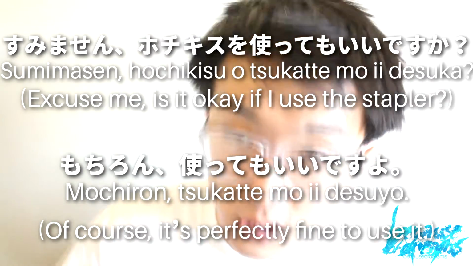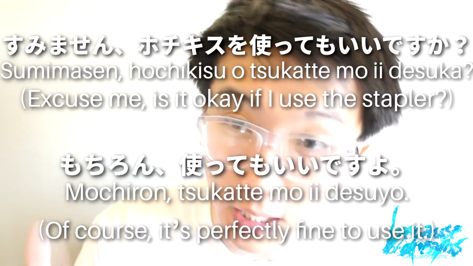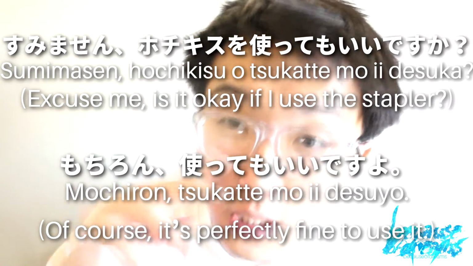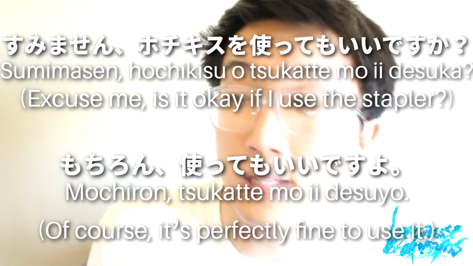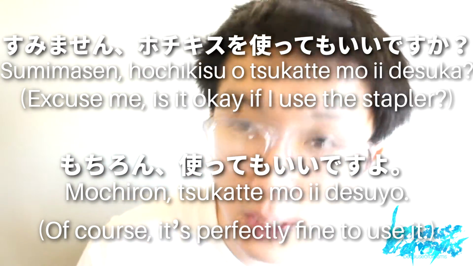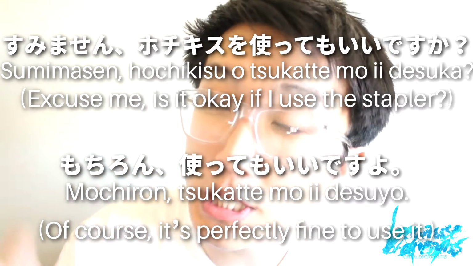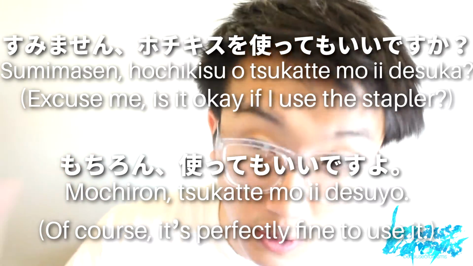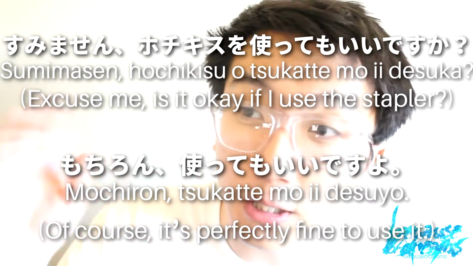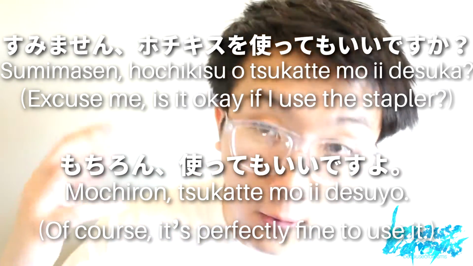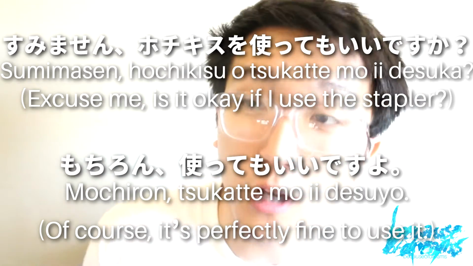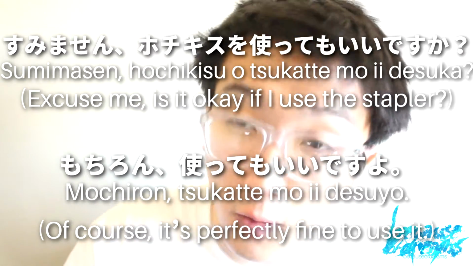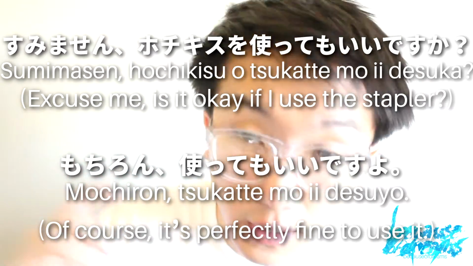The hochikisu, which is the stapler, and all together, once again: Sumimasen, hochikisu o tsukatte mo ii desu ka, excuse me, is it okay to use the stapler? And now our answer to that question is again going to give permission to the last speaker to do the verb that he or she wanted to do, but this time we're not going to use kudasai, we're going to use the more formal, in line with this grammar construct, mo ii desu. And so for our reply, we have mochiron tsukatte mo ii desu yo.